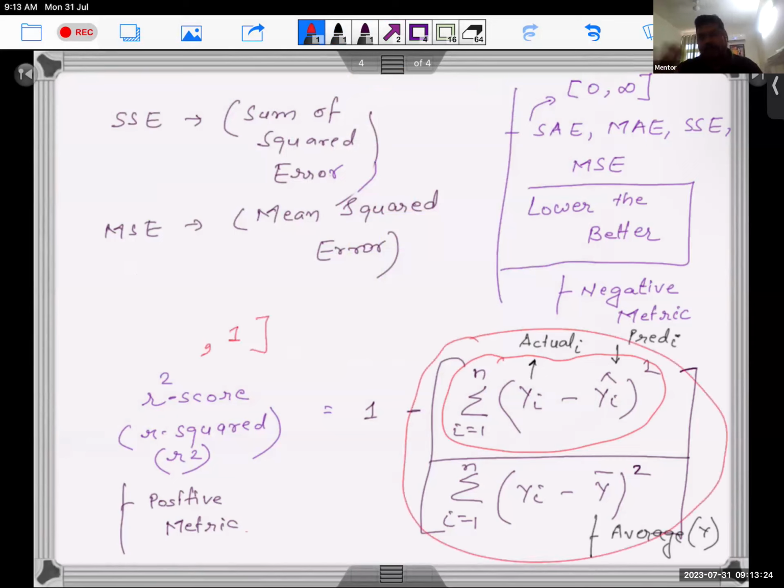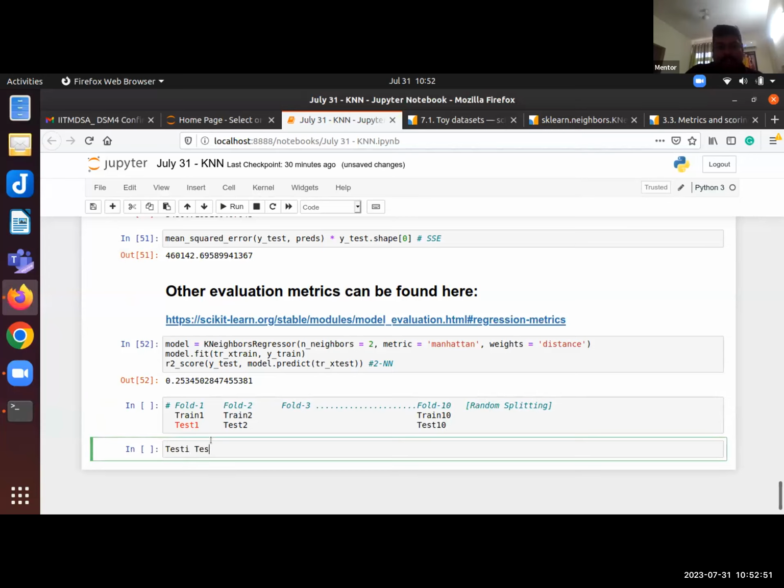But there is one more problem. You're splitting the data randomly, right? The other problem is, I want you to focus on the intersection between the test sets. Let's look at any two test sets, test I and test J. Is it guaranteed that these test sets will not overlap? Is it guaranteed that the intersection between test I and test J will be empty? No, they might overlap. So there is still some bias.